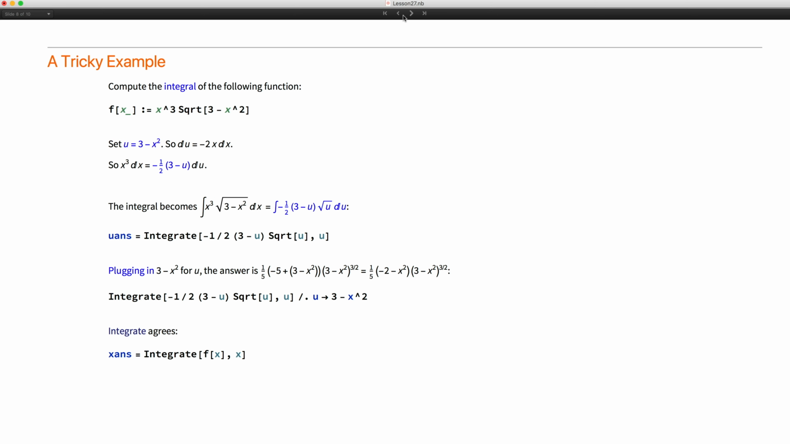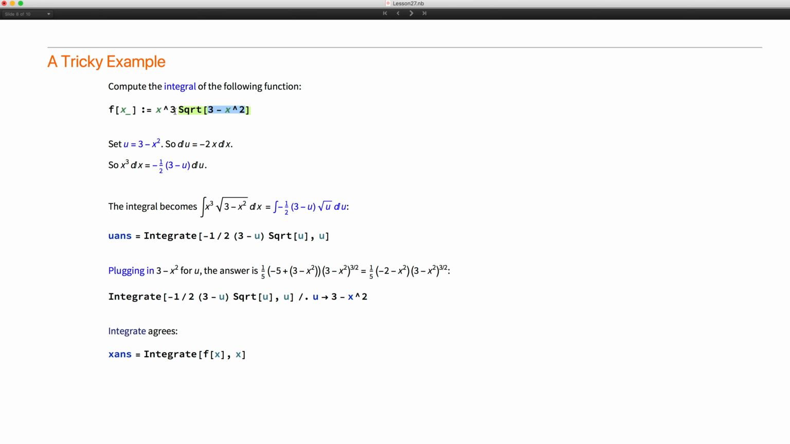Okay, so slightly harder example, you have f of x is x cubed times square root of 3 minus x squared. So you set u to be 3 minus x squared. That's what's inside the square root sign. So du is negative 2x dx.